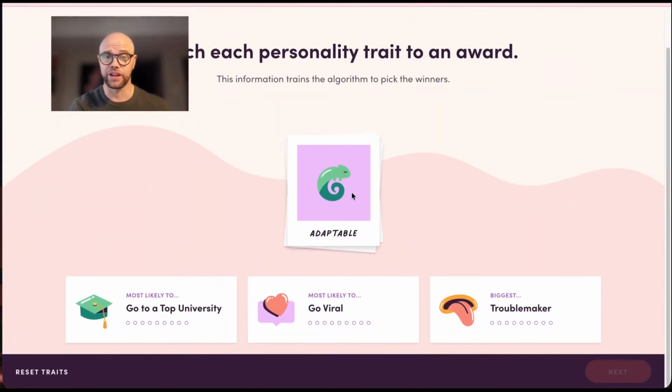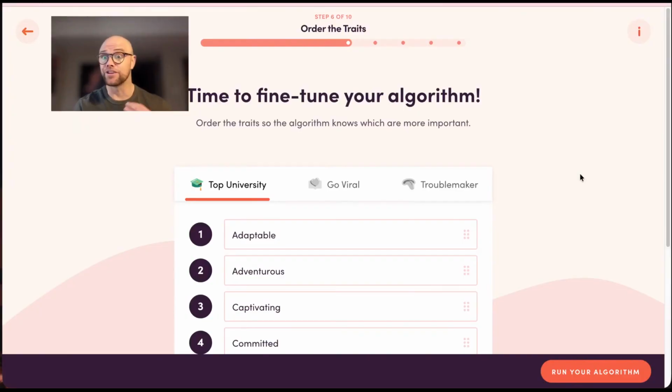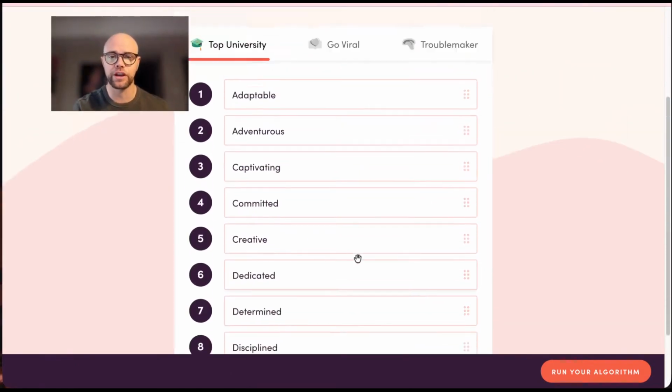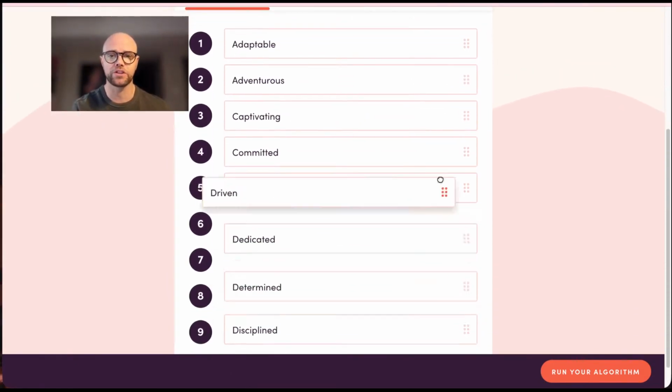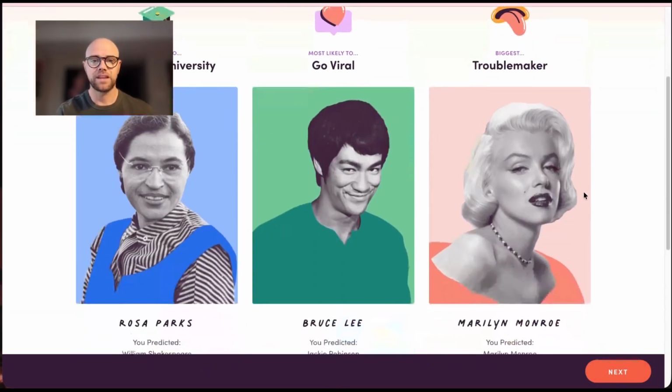I'm just going to go quickly and drop it through. What do you think? Now, we get to fine-tune the algorithm. And so you're going to say, well, which of these traits would be the most important for someone going to a top university? And you do the same thing for all three. You run your algorithm. Then we get to see our results.